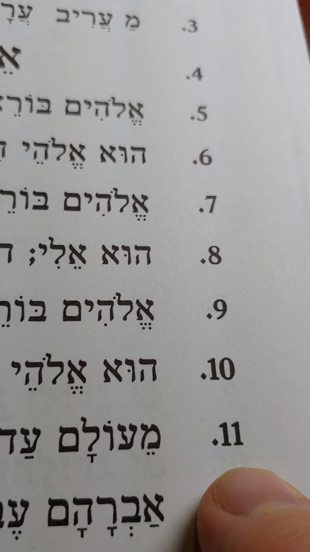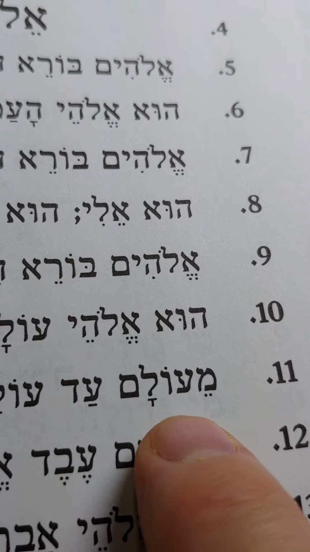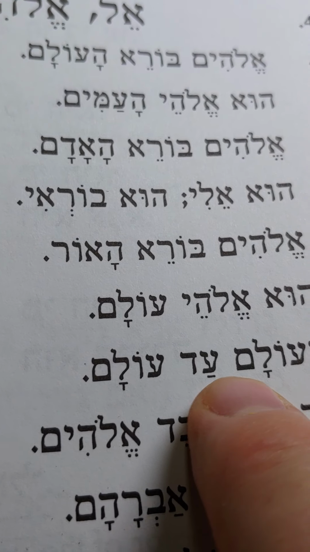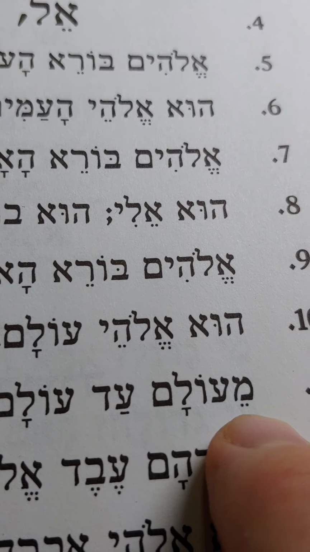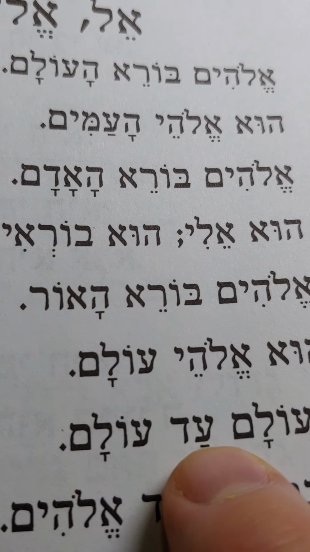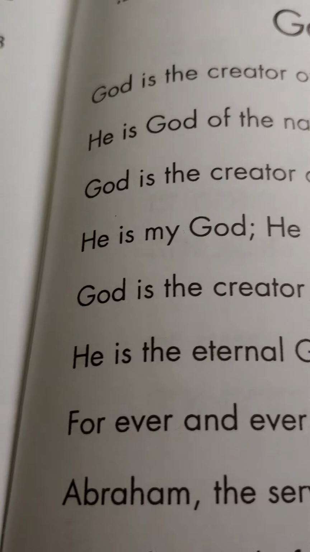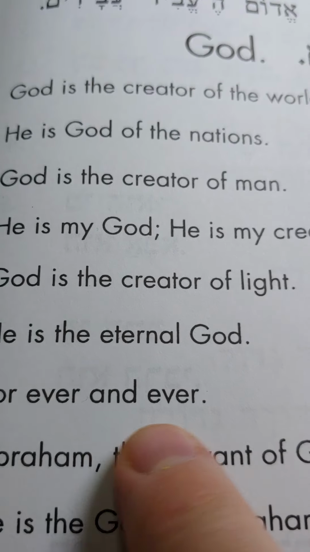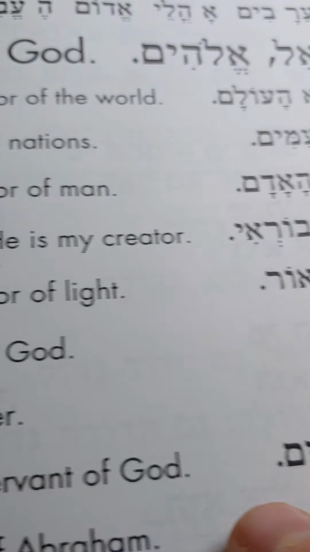Line 11. Me'olam ad olam. Forever and ever. Ad means until. So me as a prefix means from eternity. Me'olam, from eternity. Ad, until. Olam, eternity. From eternity until eternity, or forever and ever. That's another way of expressing the same idea.